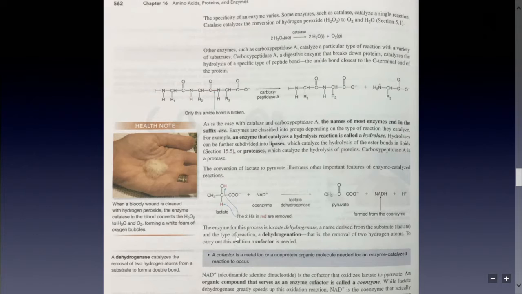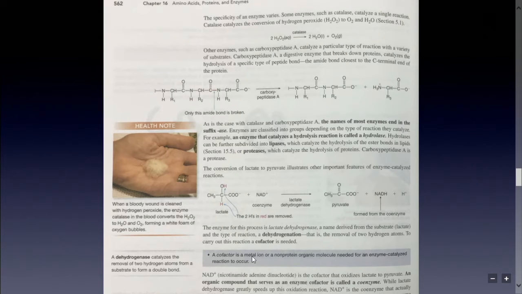And so the enzyme for this process to occur is called lactate dehydrogenase. There you go. It's a name derived from the substrate, which is lactate, and the type of reaction, which is dehydrogenation. That is the removal of 2 hydrogen atoms. And to carry that out, a cofactor is needed. A cofactor is the same thing as a coenzyme here.